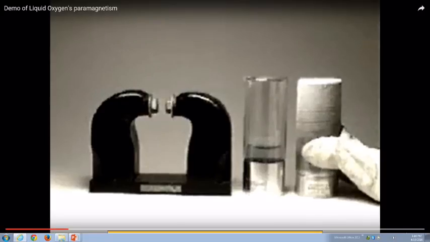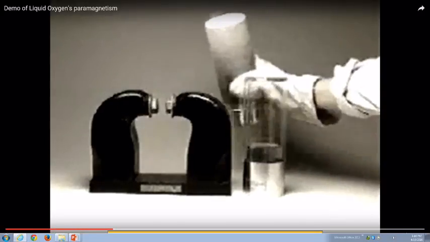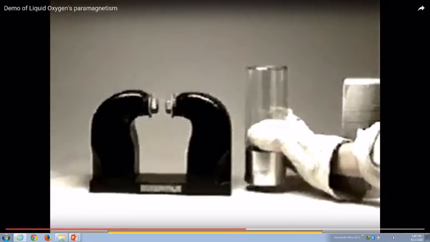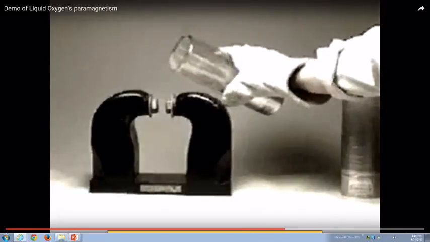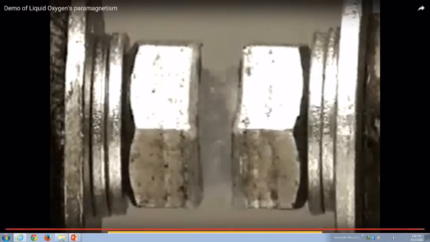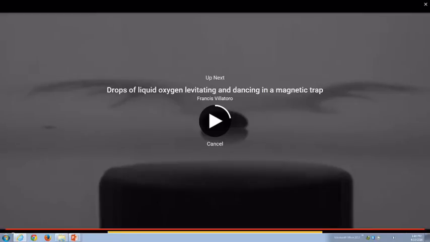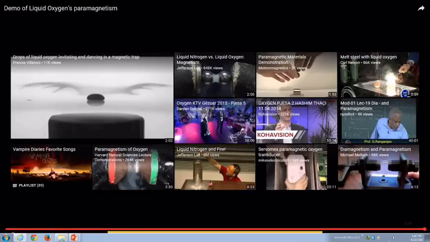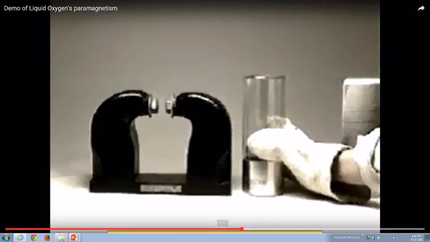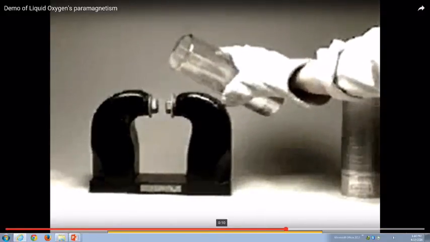When liquid nitrogen is poured onto a magnet, the magnetic field does not affect the liquid. When we pour liquid oxygen onto a magnet, however, it is held by the magnet because oxygen molecules are paramagnetic. Paramagnetic substances have unpaired electron. Yeah, it's cool. It's also very short. Onto a magnet, however, it is held by the magnet because oxygen molecules are paramagnetic.